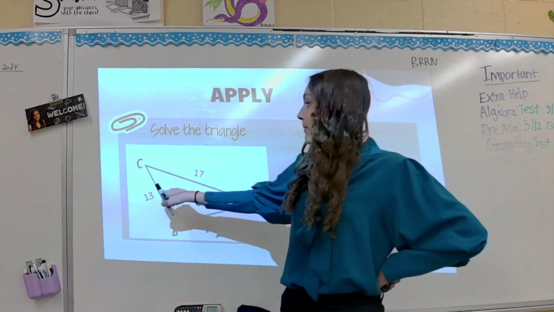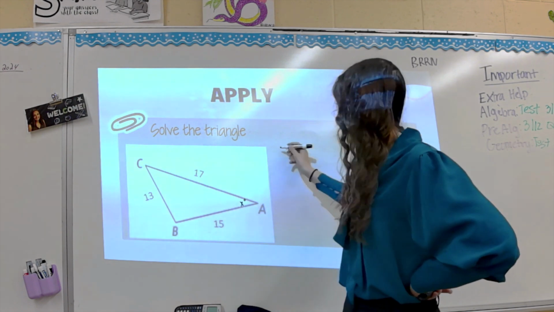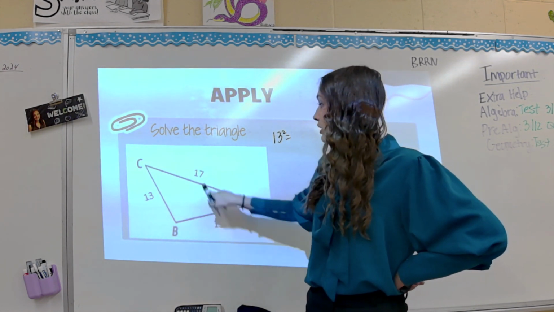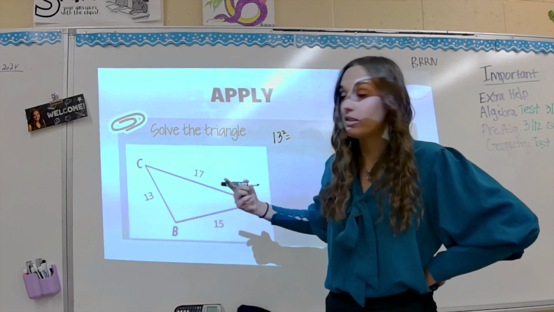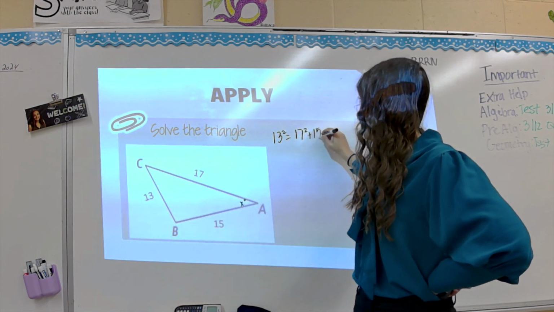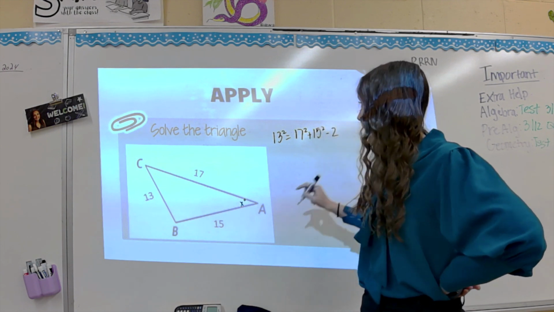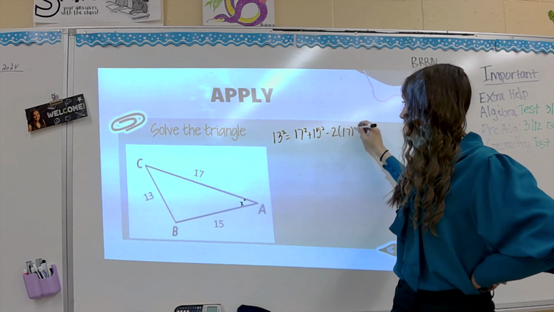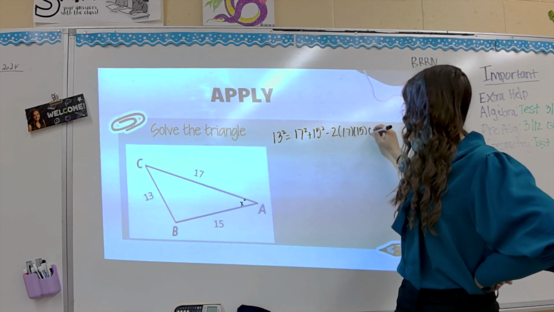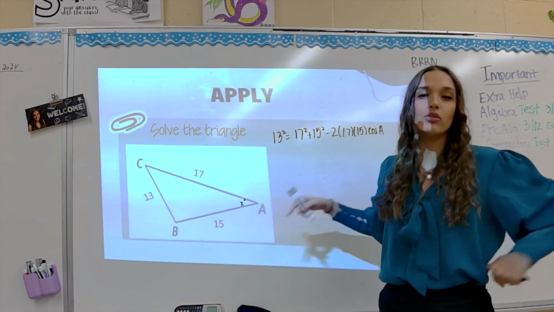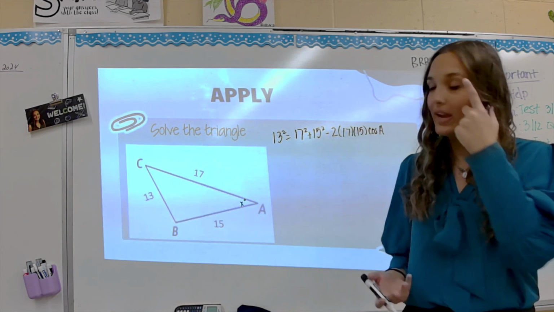So I'm going to take my opposite side, square it. So it's 13 squared, equals my other two sides squared added together. So I'm going to do 17 squared plus 15 squared minus 2 times the other two sides, which I'm going to just stick with the order, 17 times 15 times the cosine of A. And I'm looking for A. I'm looking for that angle, so I can't plug anything in because I don't know what that is.